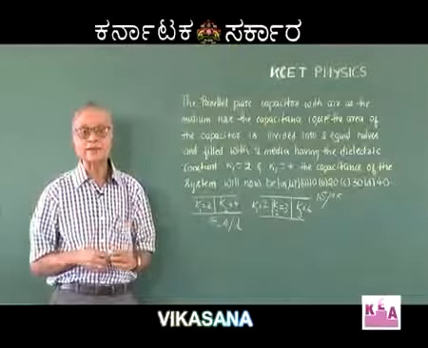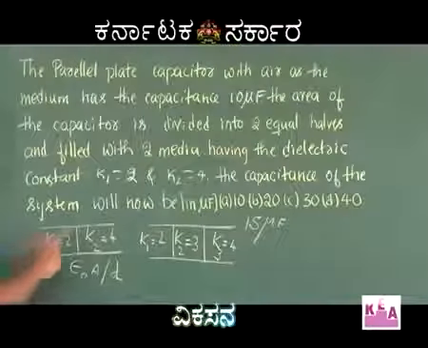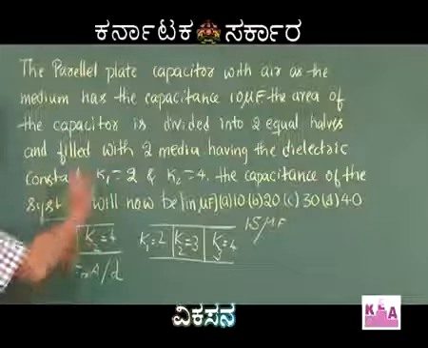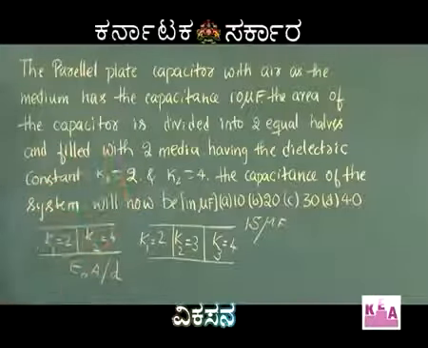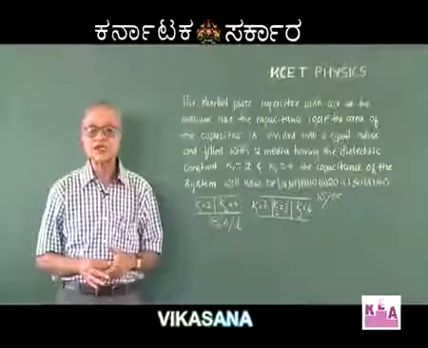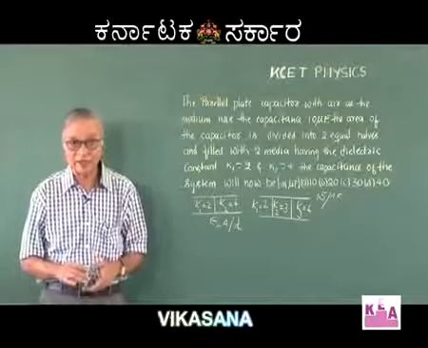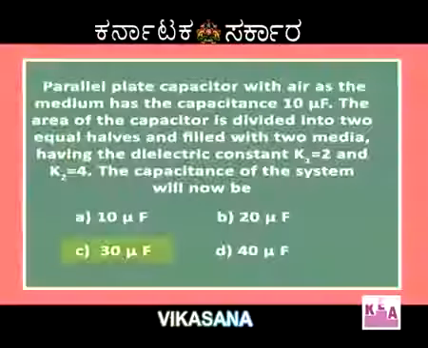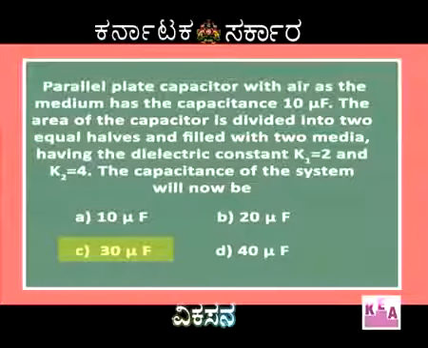Please note that if the dielectrics are so placed such that the division is vertical, then the individual capacitors should be taken to be connected in parallel. Therefore, the correct option is C.